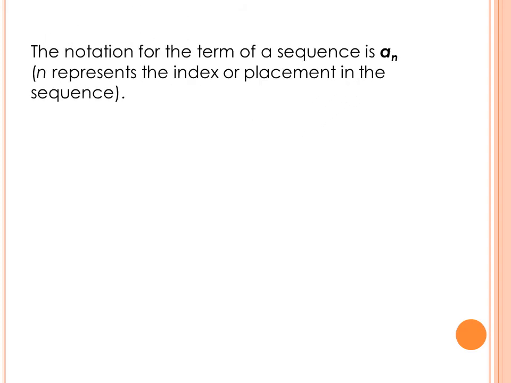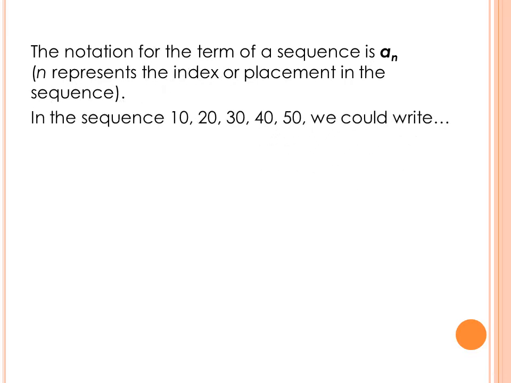The notation for the term of a sequence is a sub n, where n represents the index or the placement of the term in the sequence. So if we look again at 10, 20, 30, 40, 50, we can write a sub 1 equals 10, since the first term is 10. A sub 2 equals 20, since the second term is 20. A sub 3 equals 30, since the third term is 30, and so on.